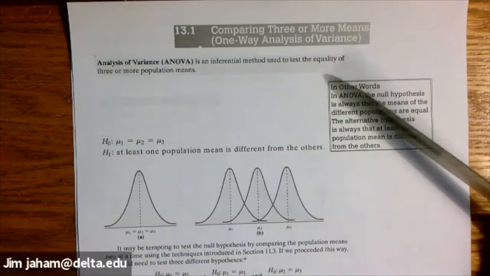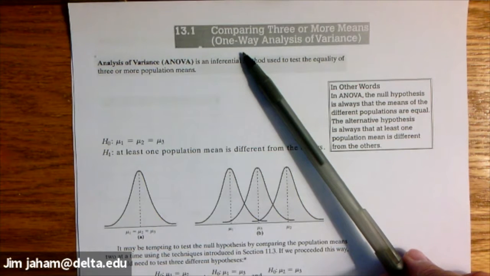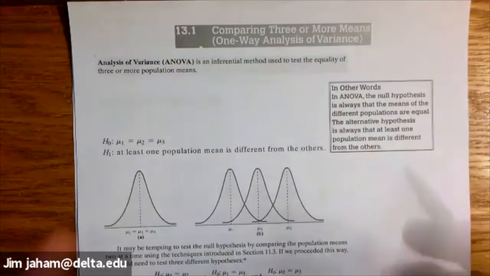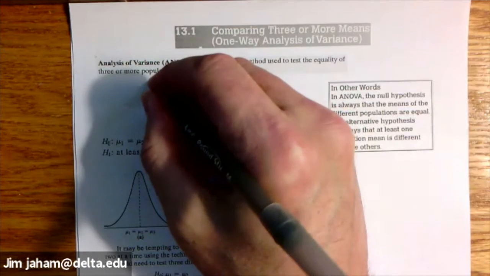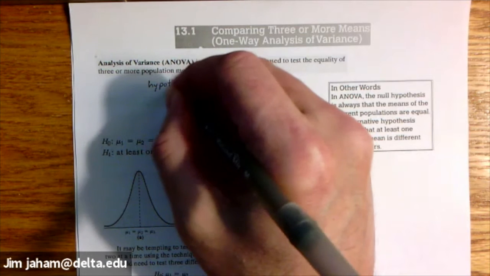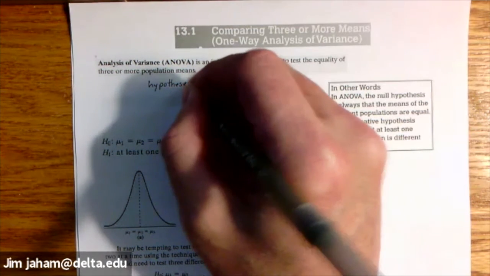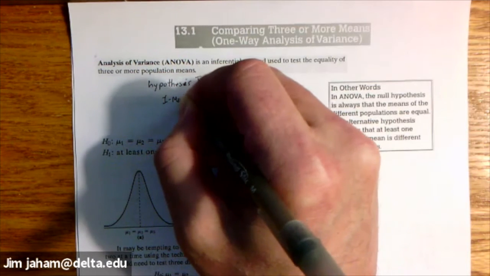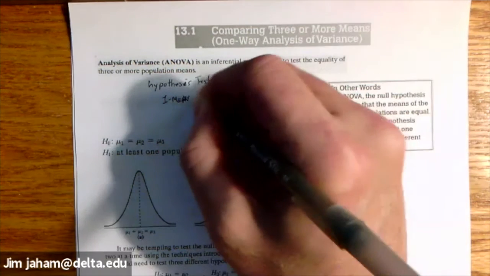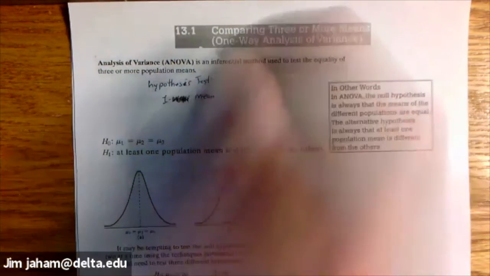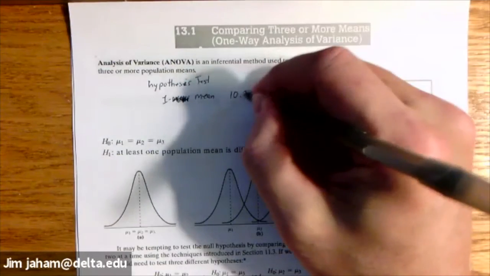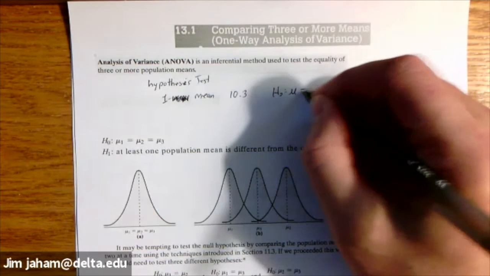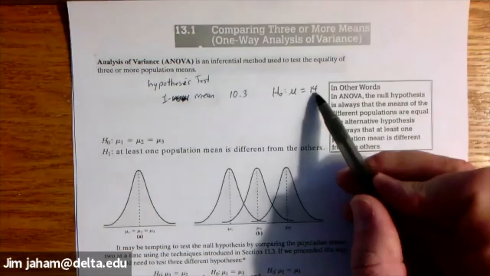Okay, here's the notes that you should have. And this test is the one that we use if you just want to make a hypothesis test or a claim about one mean, then we're going to be using the procedures from 10.3. Our null hypothesis would be something like this: mu equals 14, or mu equals mu sub 0 value.